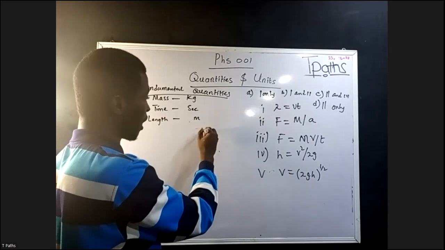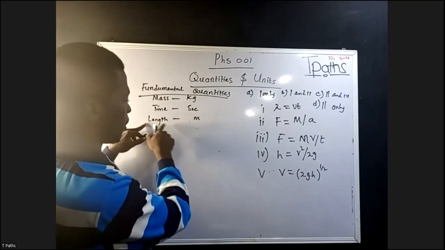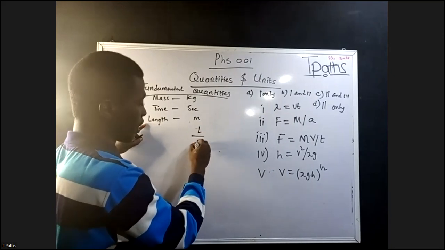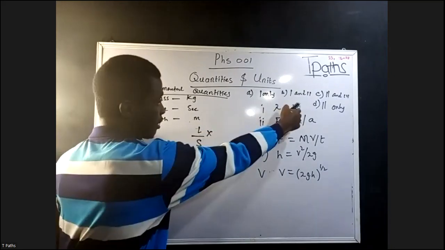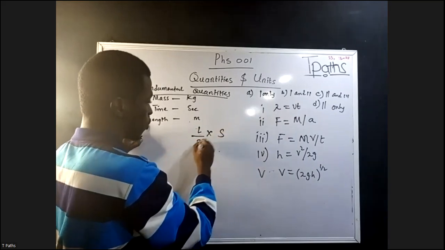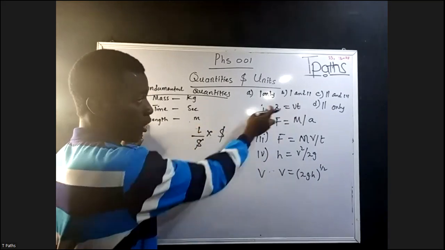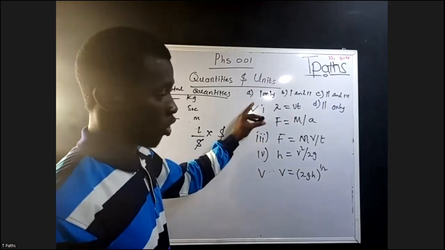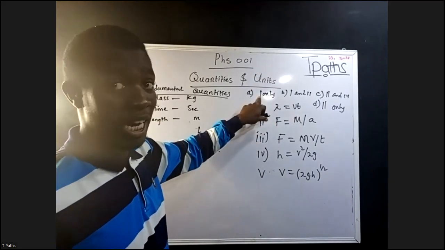Displacement is measured in meters, that is L, over time, which is seconds, right? Times T, here measured in seconds. So this one will cancel this one, and this one, they are equal. That means this one is correct, so it's not wrong. I'm not going to pick it. So option A is canceled out.